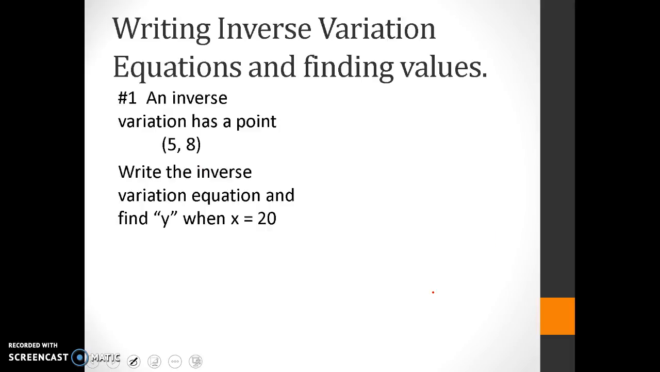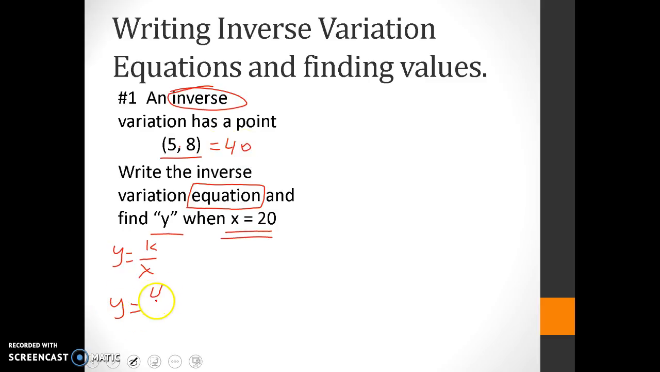We did these with direct variations yesterday, so let's take a look at if we have an inverse variation at 5, 8. We want to first write an equation, and then we want to figure out what y is if x is 20. With this one, we know the equation is going to be in this form, y equals k over x, because it's an inverse variation. To figure out what the k value is, I'm going to multiply my x and y together. My x and y, if I multiply them together, gives me 40, which means my equation is going to be y equals 40 divided by x. And so here's my equation. Then if x is 20, I'm going to have y equals 40 divided by 20, which means my y value is going to be 2.